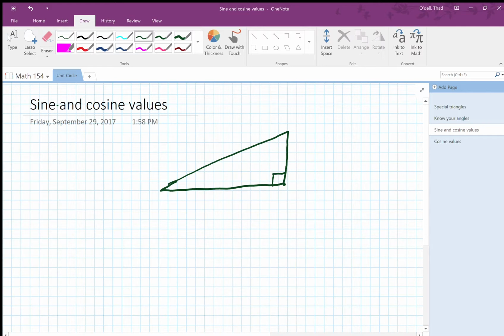So if I have a right triangle with, we'll say theta is right there, then in a right triangle this is called the hypotenuse, and these are the legs. So in reference to the angle though, this would be the opposite leg because it's across from theta, and this would be the adjacent leg because it's next to theta. That's what adjacent means, is next to.